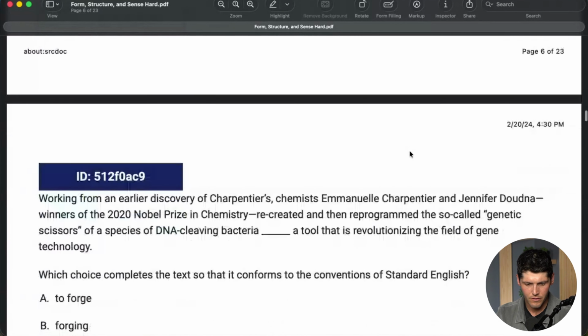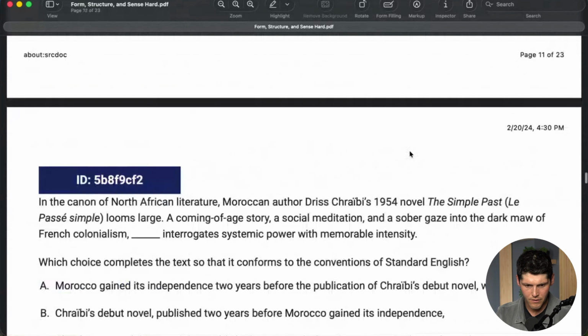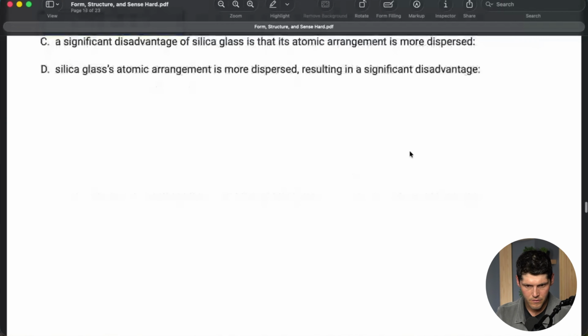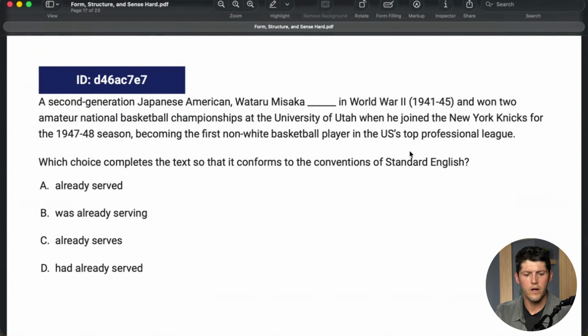We have very few type 3s, but I do think I have one on this document. If not, then fair enough. Here we go. Yes. How do I know this is a type 3? Well, I could say one already served, one was already serving, one already serves, and one had already served, right? So I just saw that all of them work for the same subject, so it's not singular plural. The real giveaway is the word had, okay? Because with had, I could say one person had already served. I could say many people had already served, right?